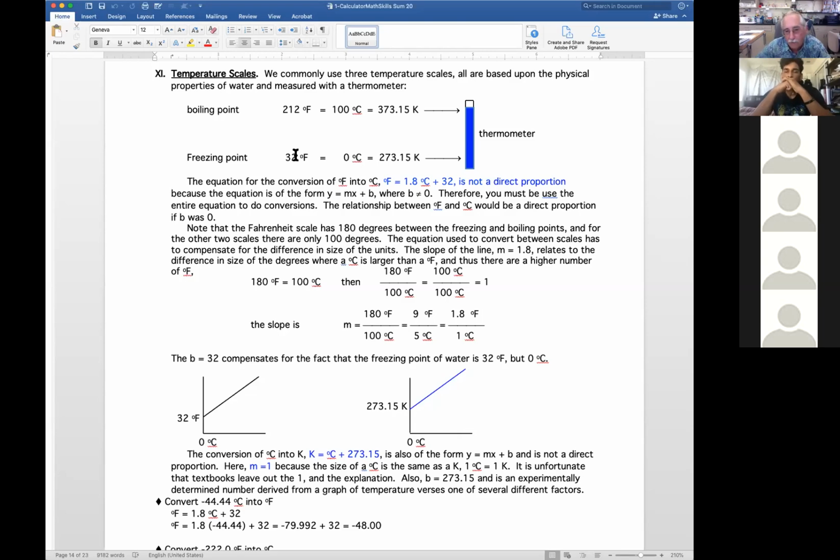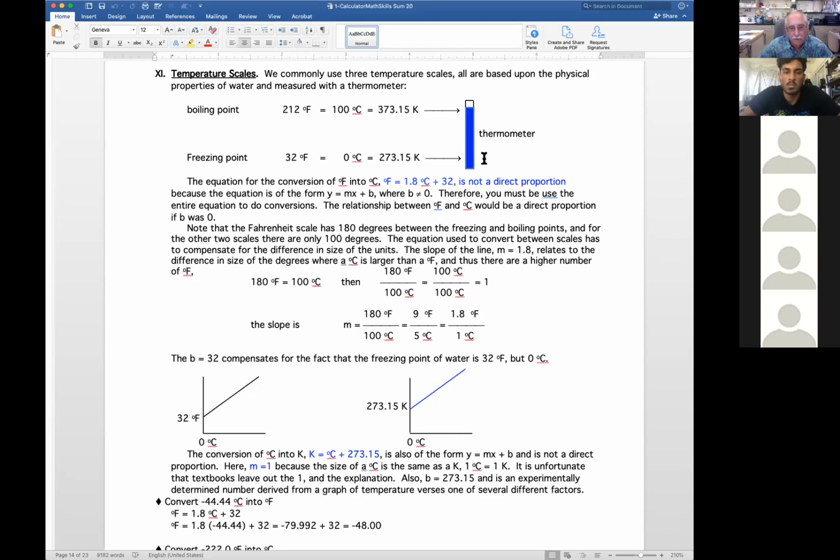Now, if we look at Kelvin, Kelvin was based upon the centigrade scale. So there's 100 degrees difference between the freezing point and the boiling point. Okay, so you can see already that 0 degrees Celsius is 273.15 degrees Kelvin.